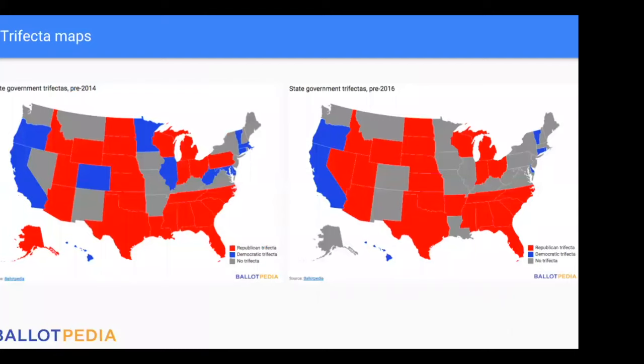Now, how did the state legislative elections we just examined impact state government trifectas? A state government trifecta occurs when one political party holds the governor's office, a majority in the state Senate, and a majority in the state House. As you can see from these maps, leading up to the 2014 elections, there were 12 Democratic trifectas and 24 Republican trifectas for a total of 36. Following the election, the number of Democratic trifectas dropped to 7, while the number of Republican trifectas remained the same. In 2015, the number of Republican trifectas dropped to 23, so we had a total of 30 state government trifectas leading up to the 2016 elections.